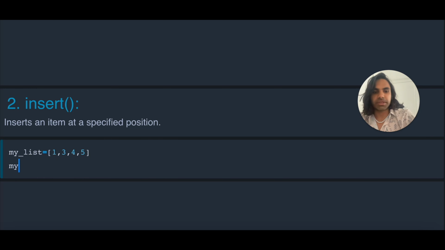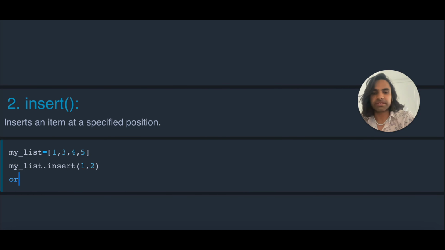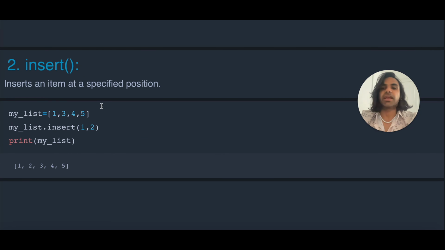So over here, I'm going to say my list dot insert. First, we have to see the index where we want to put the element. That would be index 1. And the element that we want to add, that would be 2. Pretty cool. Now let's just print out the list. I'm just going to say print my list. Let's run this. As you can see, 2 has been added at the index 1 and the elements 3, 4, and 5 have been shifted by 1 position. This is how simple we can add an element at a specified position in a Python list.